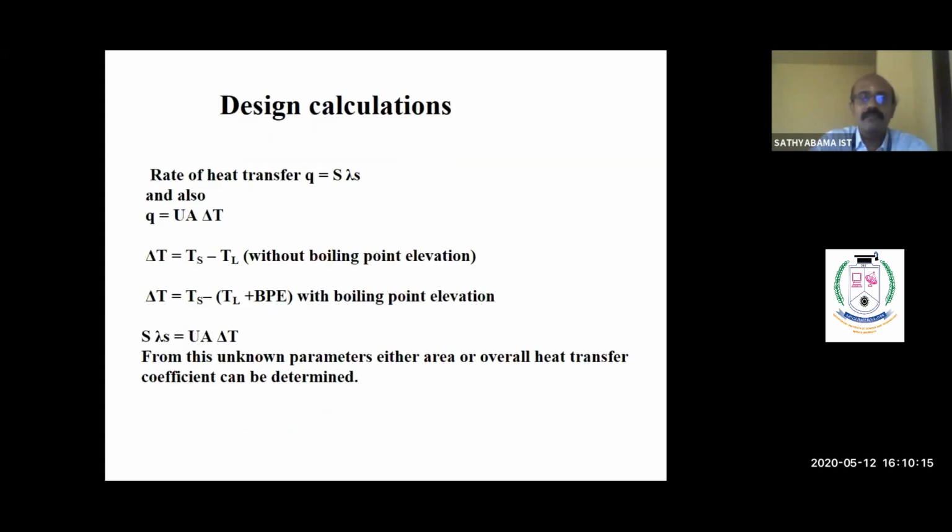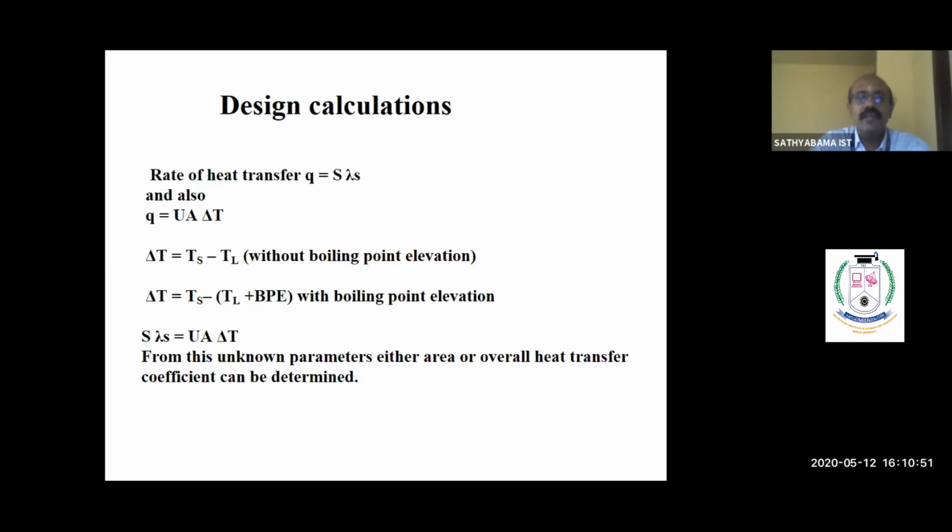So coming to the design parameter, that is the last step involved in the design of the evaporation process. Rate of heat transfer can be calculated using Q is equal to S into lambda S. Also, the rate of heat transfer can be defined in terms of the overall heat transfer coefficient, using Q is equal to UA delta T, where delta T is equal to Ts minus TL without boiling point elevation, whereas if there is boiling point elevation, delta T is equal to Ts minus TL plus BPE. The boiling point elevation must always be added with TL. Only then it is subtracted from TS if there is boiling point elevation.